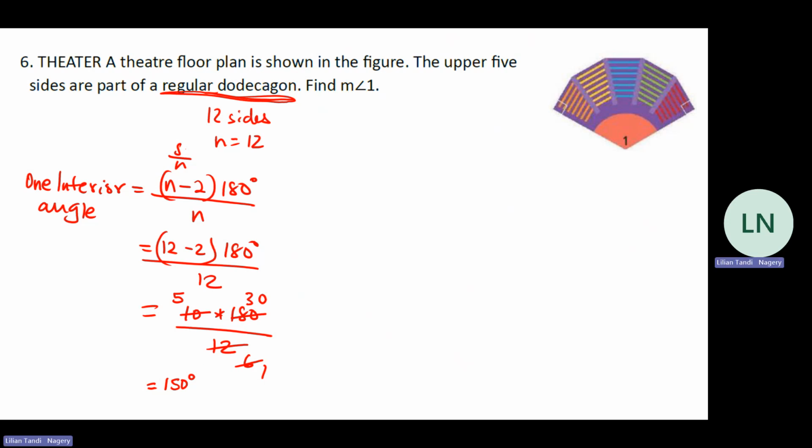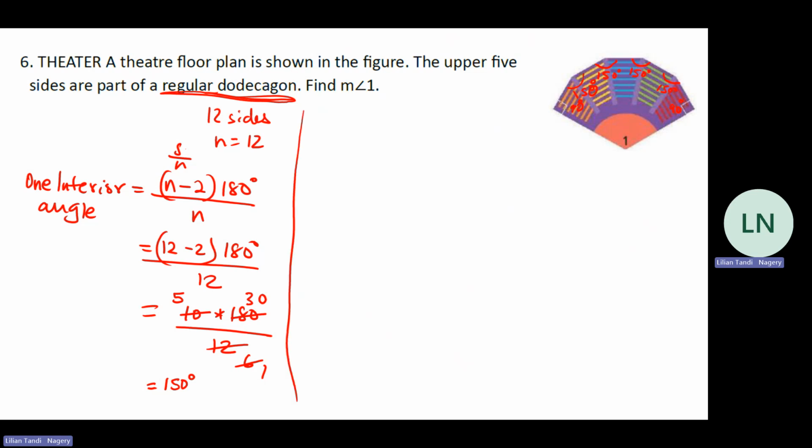Okay? So, because this is 150 degrees, will you see? This right here should be 150. And this right here should be 150. And this right here should be 150. And this right here should be 150. And this is 90. And this is 90 degrees. Okay? Like that. So now we want to find angle 1.